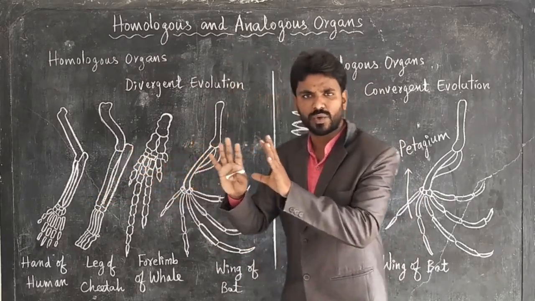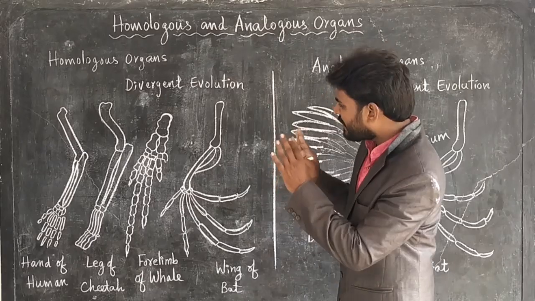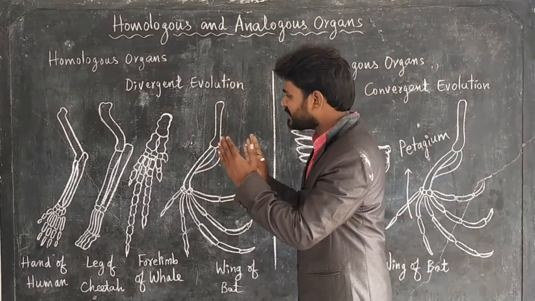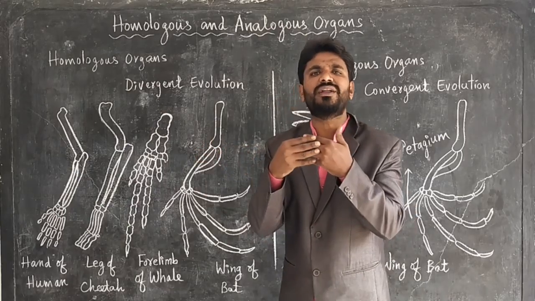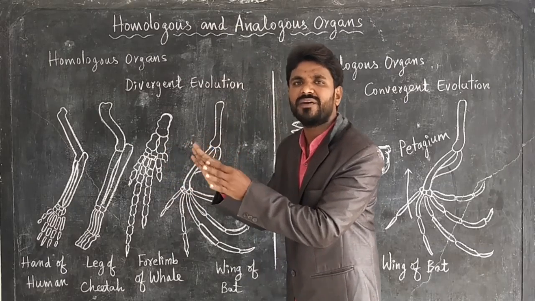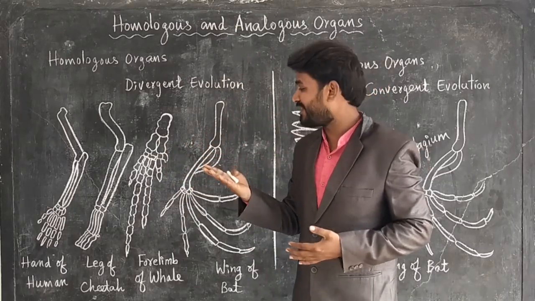Just have a look at all these organs. All these organs are looking same. That means they are looking very close to each other, and they are having same patterns, same structures. Like this, they are having very close similarities in structure. So structurally all these are looking same. But what about their function? The functions are different. How?